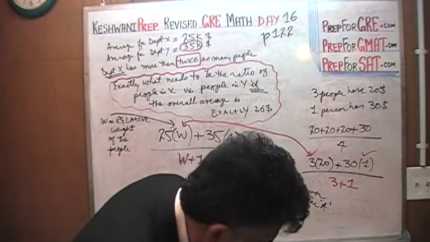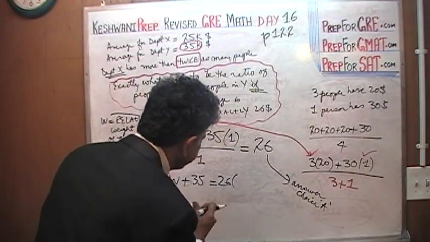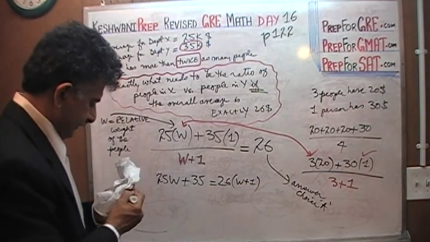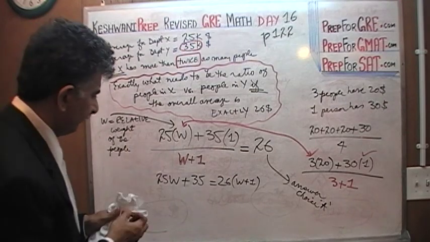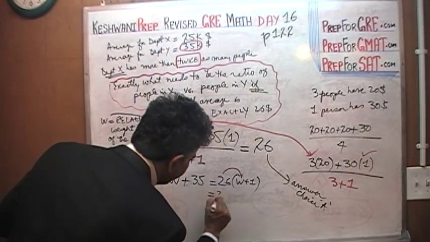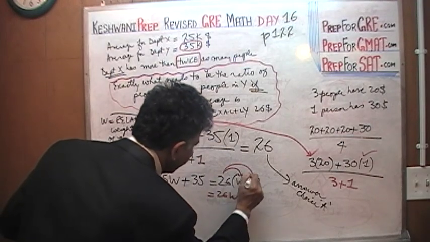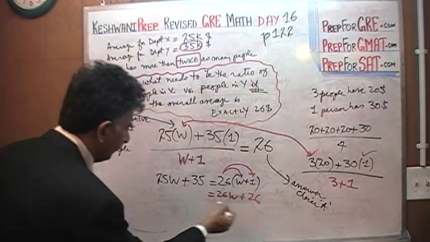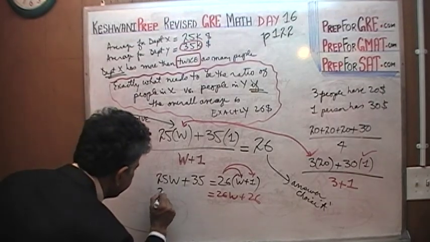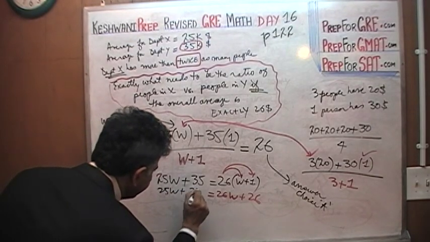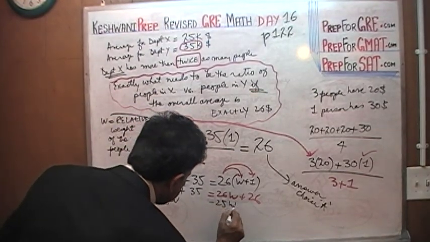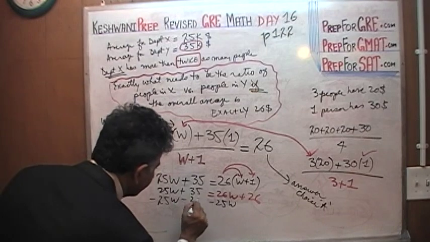26 times W plus 1. Now we open the parentheses. 26 times W is 26W. 26 times 1 is 26. And you solve for W. Subtract 25W from both sides. Subtract 26 from both sides.